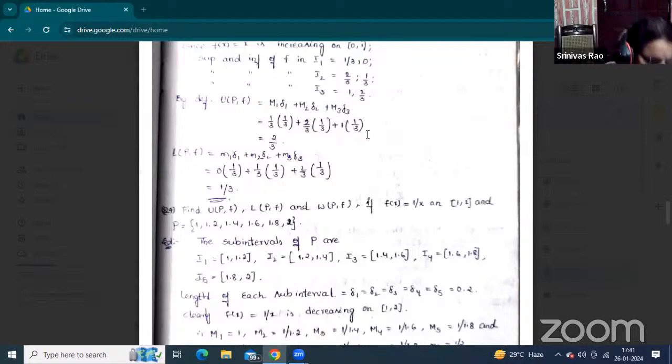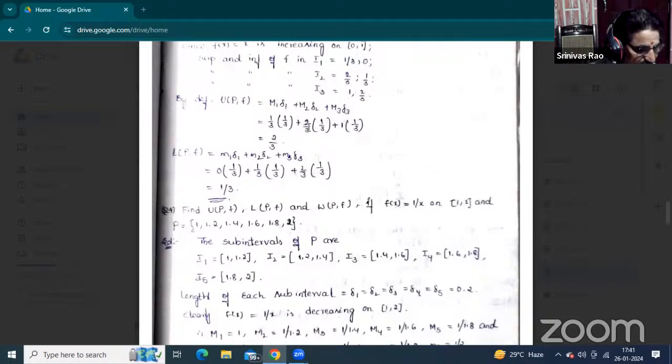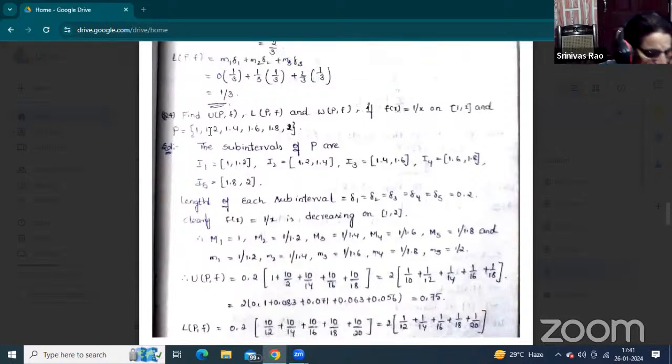So here, the upper Riemann sum value is 2 by 3 and the lower Riemann sum value is 1 by 3. This problem is also very important, there is no doubt. In the same manner, you have to practice. We must practice the above problem: find the upper Riemann sum and lower Riemann sum.